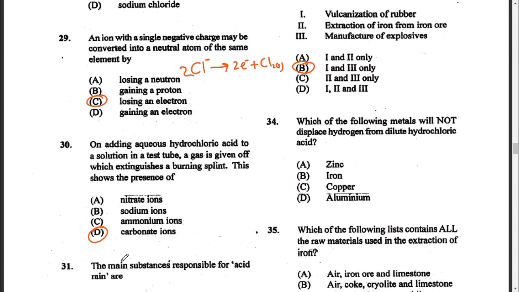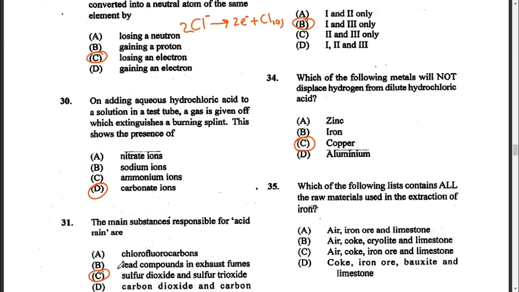34. Which of the following metals will not displace hydrogen from dilute hydrochloric acid? And it's copper. Why? Because copper is below hydrogen in the reactivity series. And one of the rules that govern the reactivity series is that elements that are below an element cannot displace something that is above it. So if you're below hydrogen, you cannot displace it.